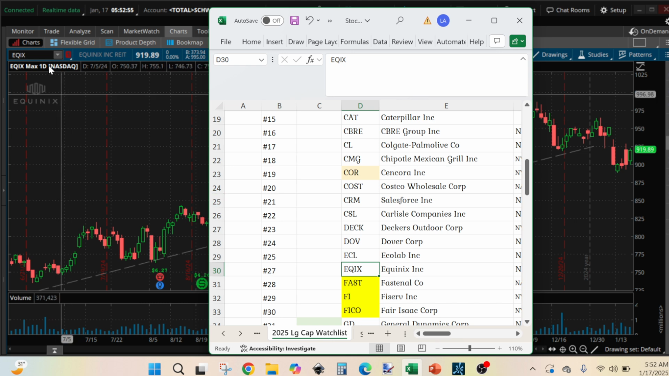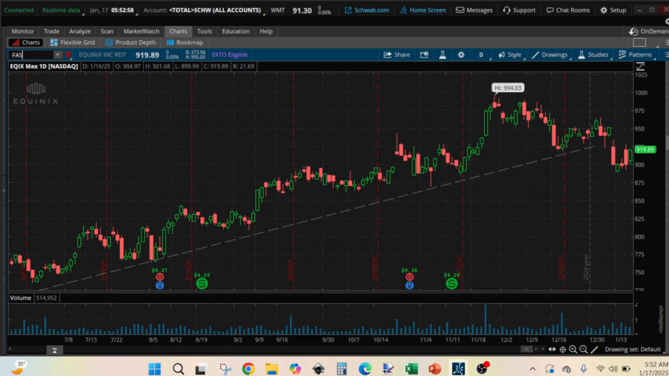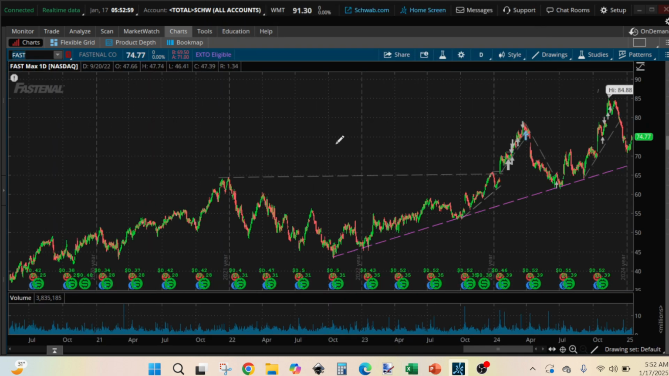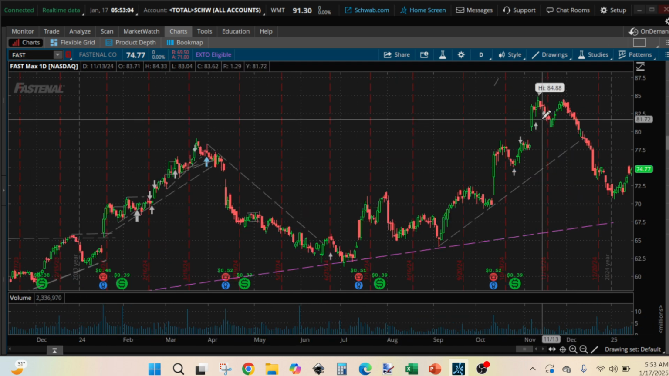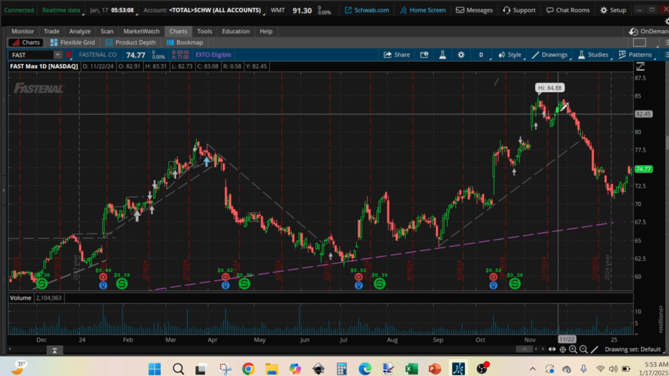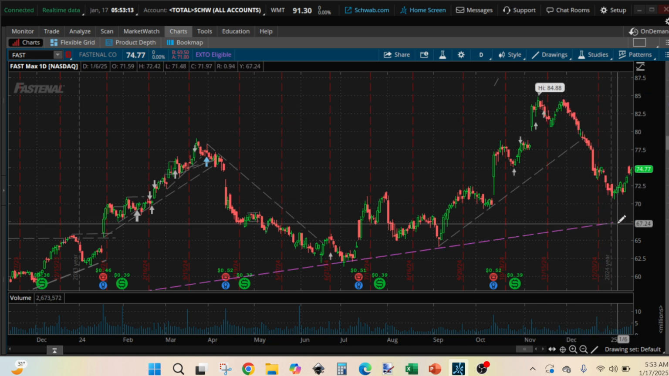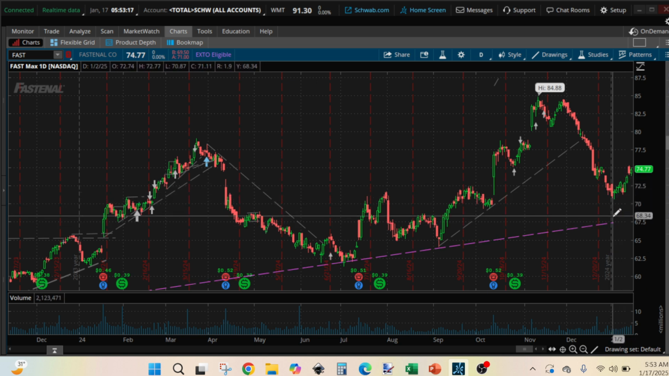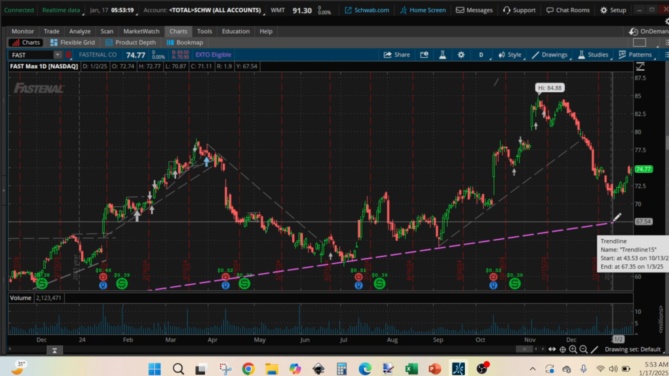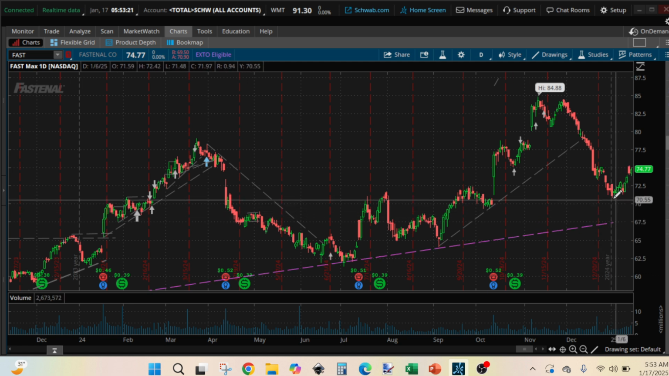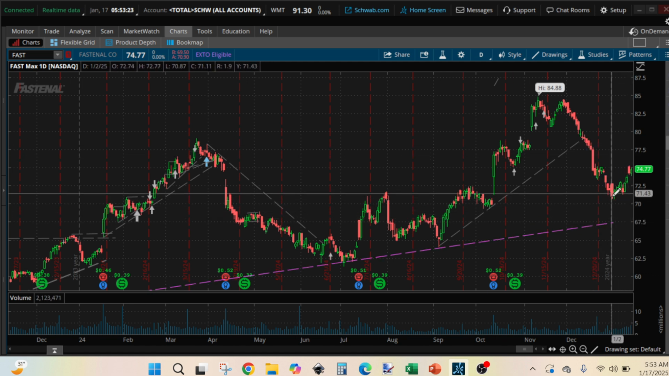The first among them is FAST. We purchased FAST in November 2024. That trend line surely ended and the price went down. And right now, I don't know how far it can come to this, but it pulled back and started going up from there.